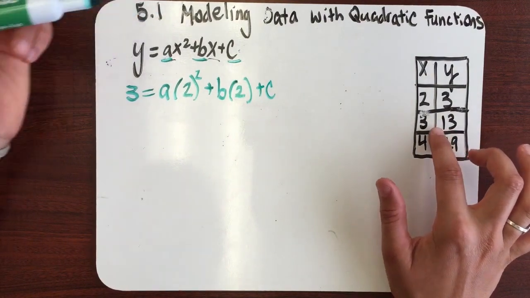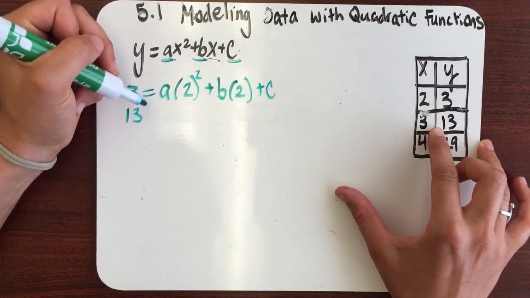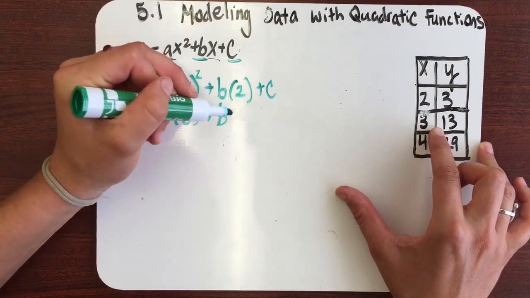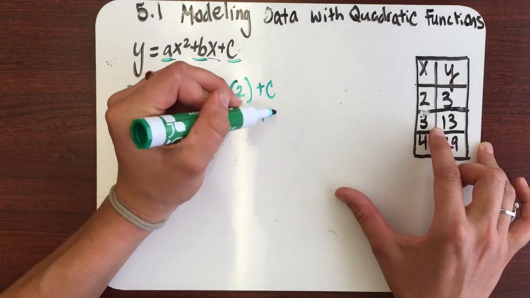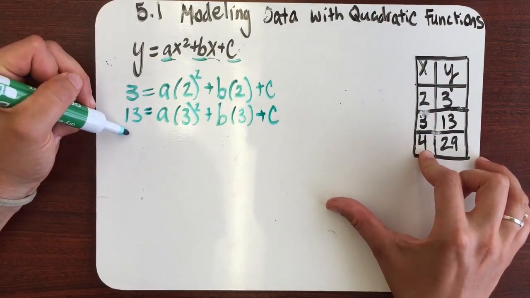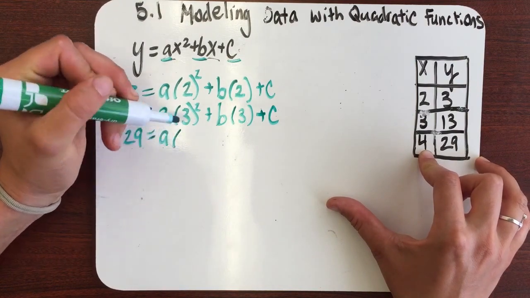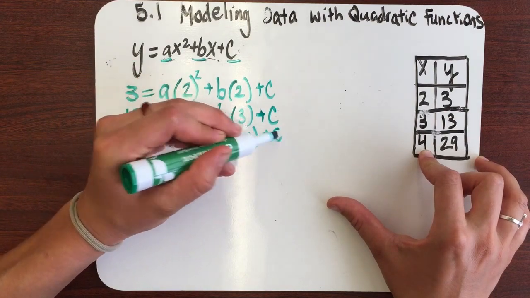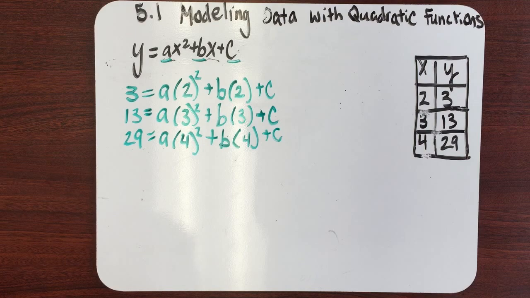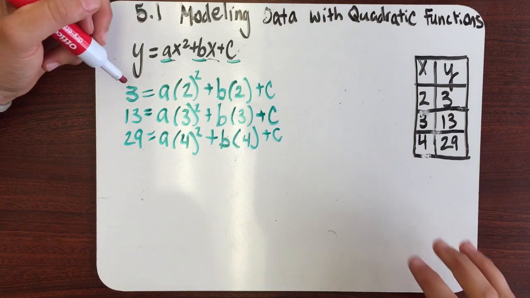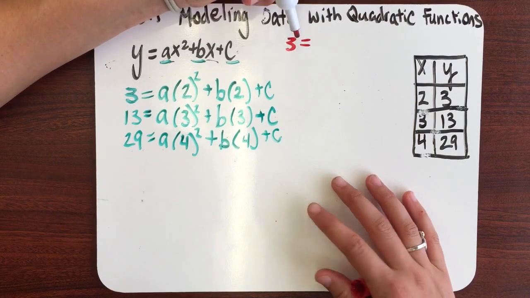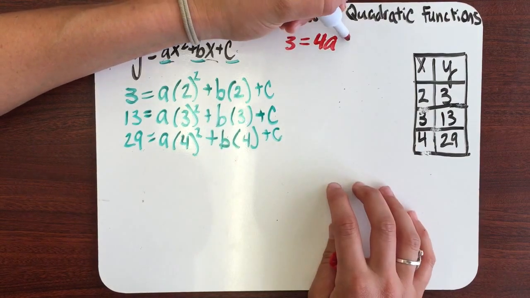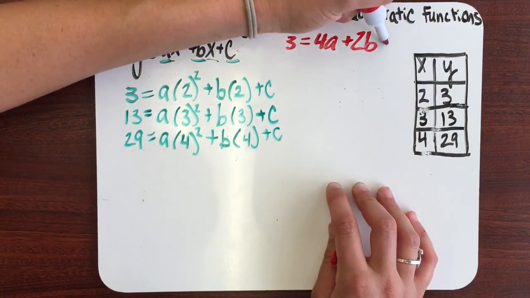We'll plug in the next point here. We have 13 is equal to a times 3 squared plus b times 3 plus c. And our last point, 29, is equal to a times 4 squared plus b times 4 plus c. Now we can go ahead and clean that up a little bit. So we can write this as 3 is equal to, 2 squared is 4, so that's a 4a, plus 2b plus c.